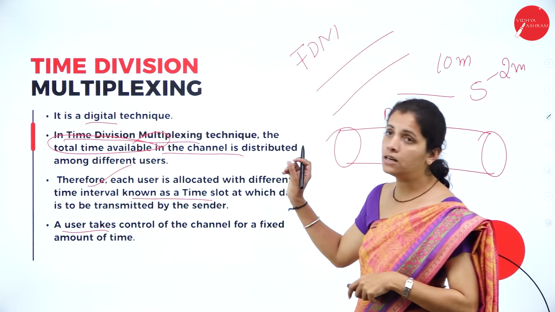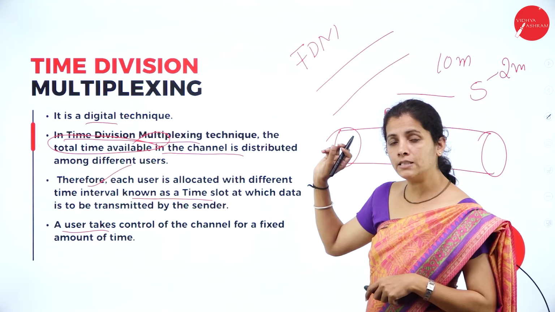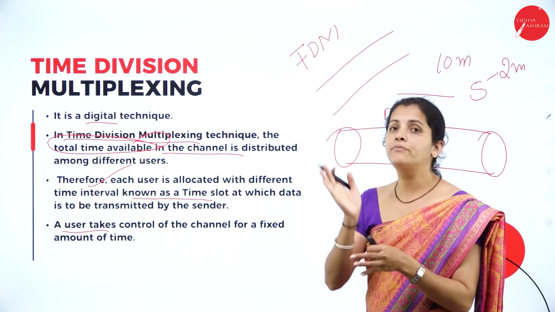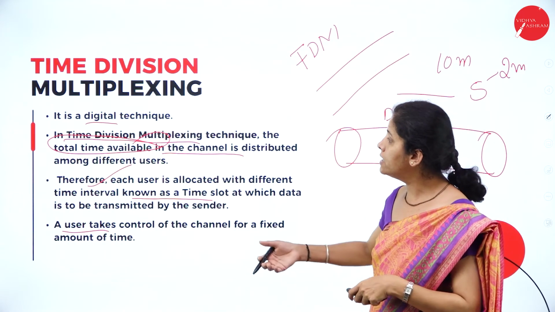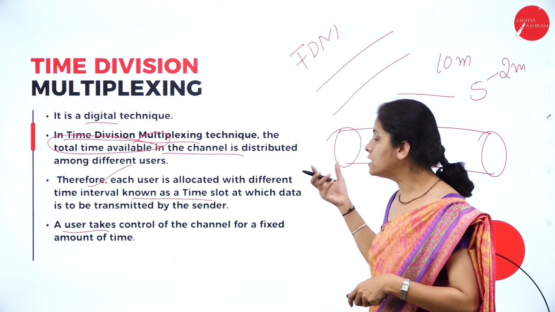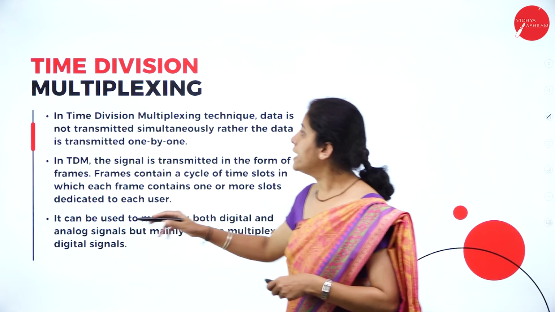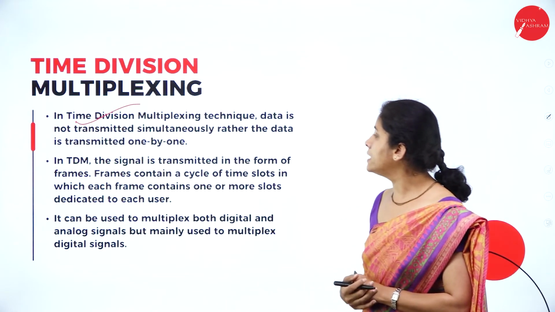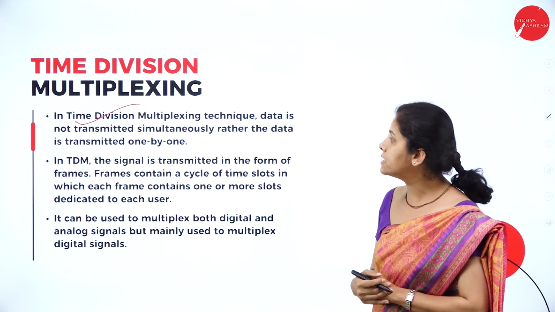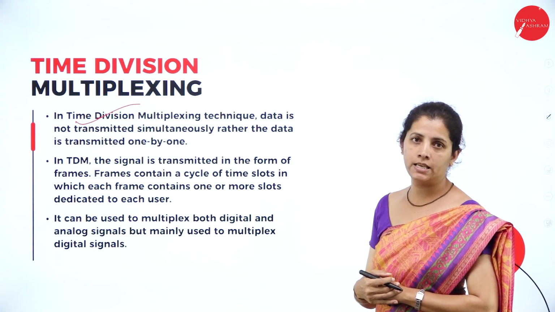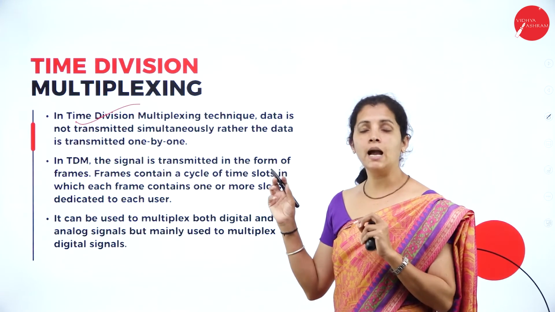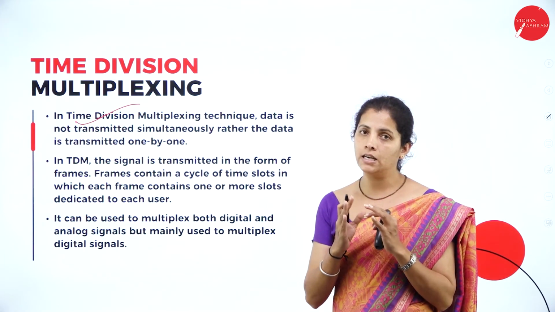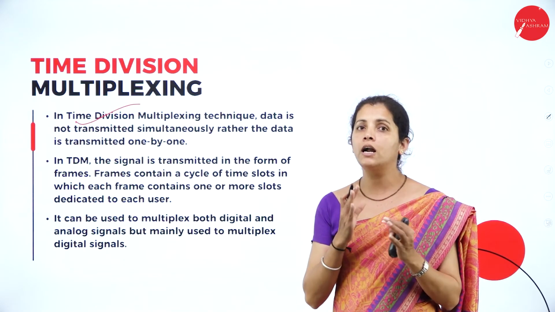But if I consider frequency division multiplexing, time remains same, but frequency varies. In the sense what? I'm going to divide the frequency, but here I'm going to divide the time. Now, in time division multiplexing technique, data is not transferred simultaneously. So, if I consider time division multiplexing, I'm not going to transfer the data simultaneously or continuously.